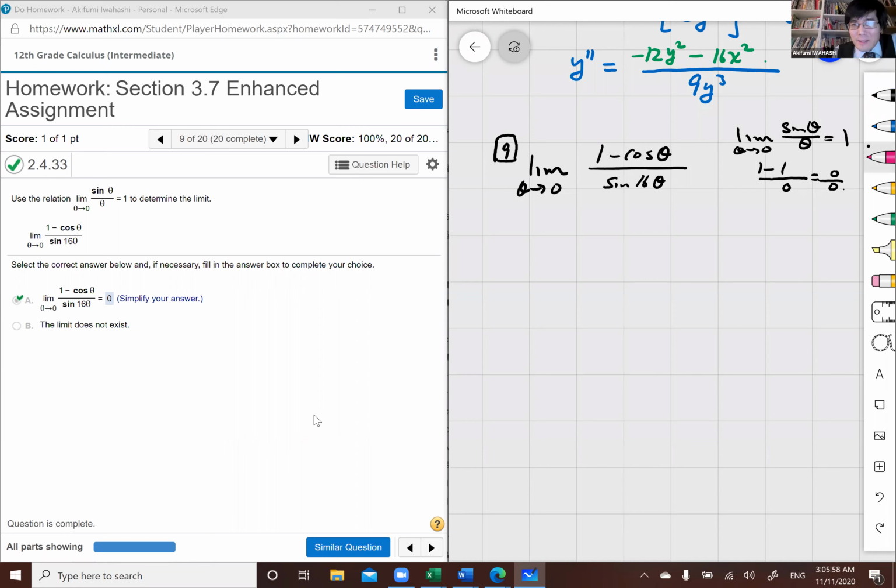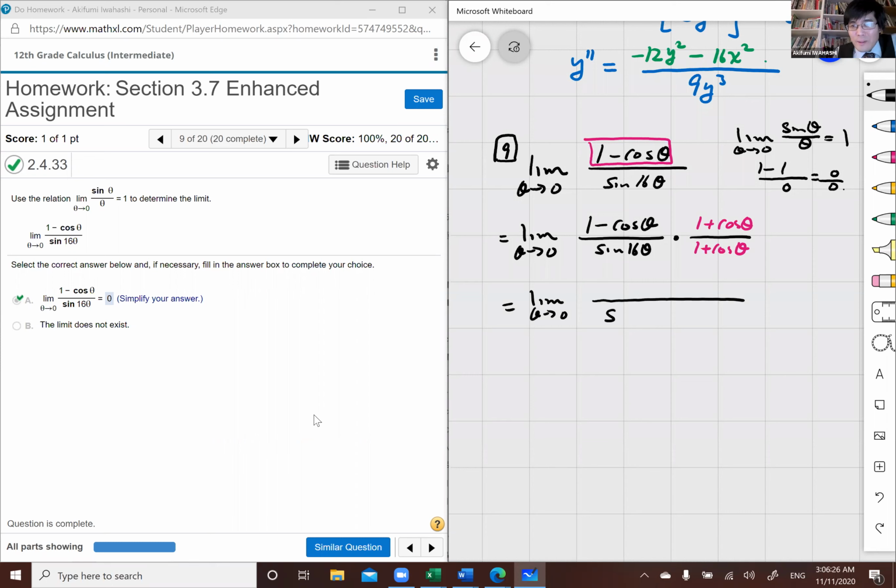Here are the key things here. When you see 1 minus cosine, often you want to multiply it by its conjugate, which is 1 plus cosine. So let's multiply top and bottom by 1 plus cosine to create sine. Now the bottom, you can leave it in factored form like this. But the top, you want to expand this one. So you want to get 1 minus cosine squared, which is the same thing as sine squared.